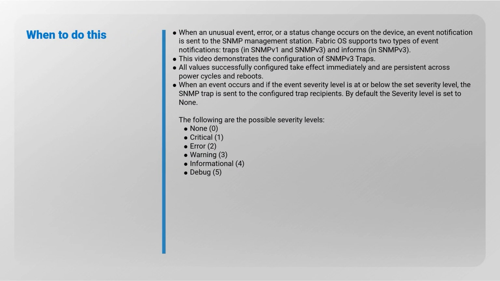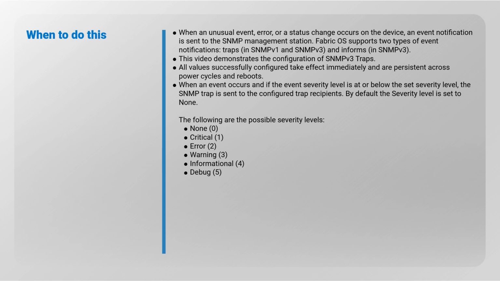When an unusual event, error, or a status change occurs on the device, an event notification is sent to the SNMP management station. Fabric OS supports two types of event notifications: traps in SNMP version 1 and SNMP version 3, and informs in SNMP version 3. This video demonstrates the configuration of SNMP version 3 traps. All values successfully configured take effect immediately and are persistent across power cycles and reboots.